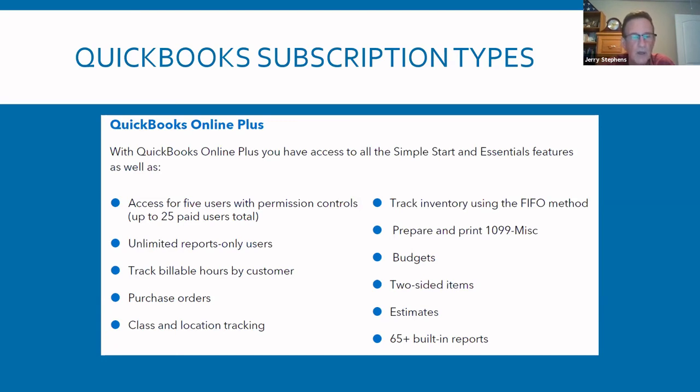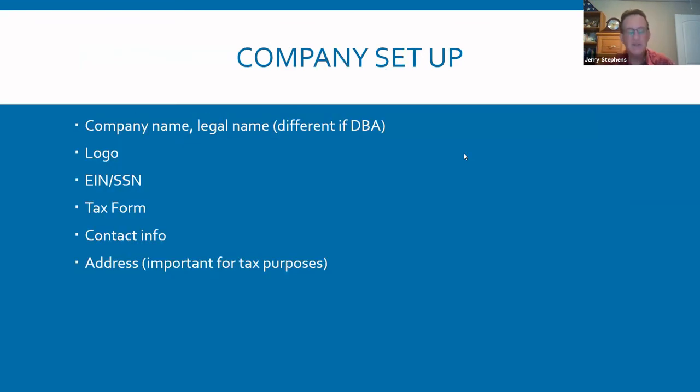Unlimited number of report-only users. You can track billable hours by customer, do purchase orders, class and location tracking, budgets, estimates, and up to 65 built-in reports. And so those are some of the different versions, and why you might want one version over another.